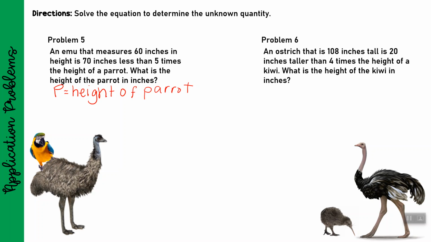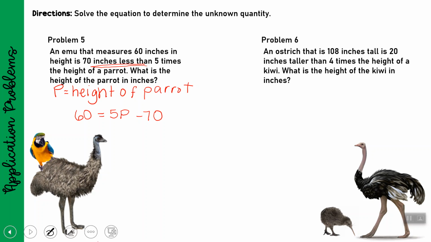Now let's write an equation. An emu is 60 inches tall. That is 70 inches less than. So we're going to have minus 70. When we see that word than, it means something minus 70. 5 times is just multiplying the height of the parrot. There's my two-step equation. Now let's solve it.